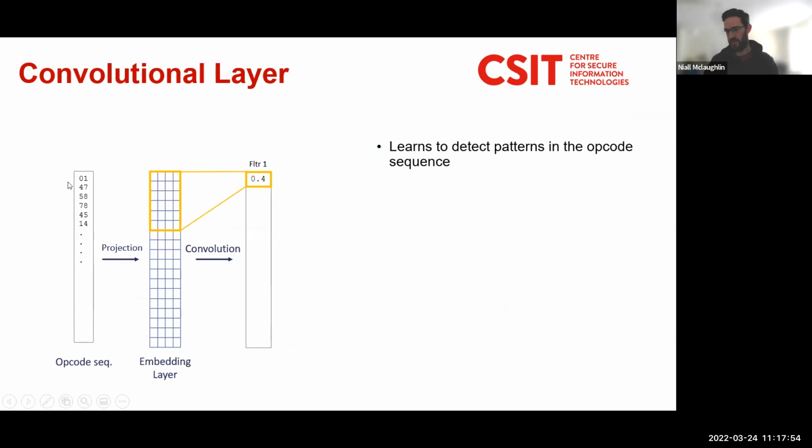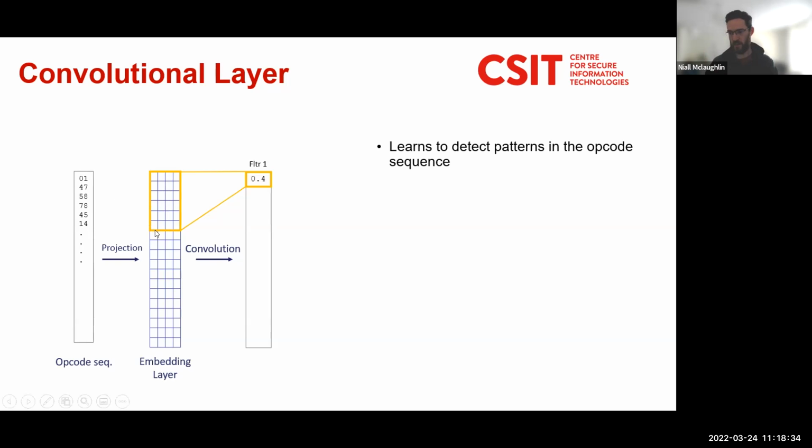Once we've done that, we've taken our sequence of instructions and projected them into this embedding layer. So each one now is represented by a vector. We want to try and find patterns in this sequence. The opcode sequence here is all of the instructions in the whole program, just concatenated together. We want to find, are there patterns in this that can tell us if it's malware or not? To do that, we're going to use something called a convolutional layer. These are used for images very extensively. Convolutional layers slide over an image and tell us, are certain patterns present or not? We're going to use the same principle to find patterns in the malware sequence of opcodes.